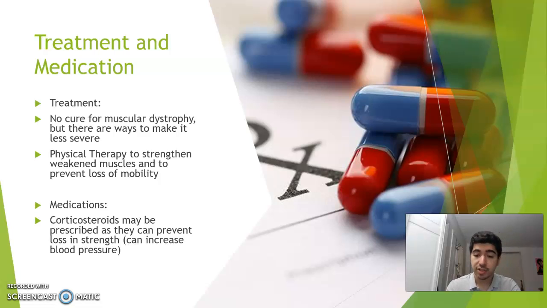So for treatment and medication, we see that there is no cure for muscular dystrophy as of right now, but there are ways to make it less severe. A great example is physical therapy, as by strengthening your weakened muscles, you can prevent muscle loss and mobility loss. And a main medication taken by those who have muscular dystrophy would include corticosteroids, which are prescribed and they can prevent loss in strength, but they also can increase blood pressure.